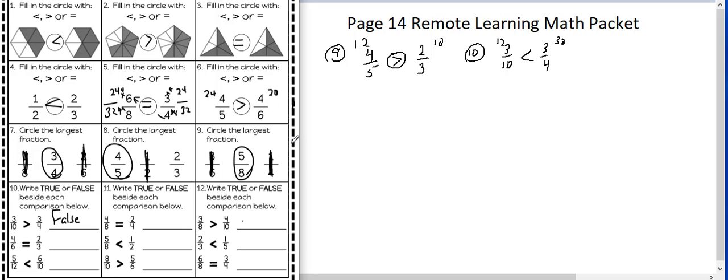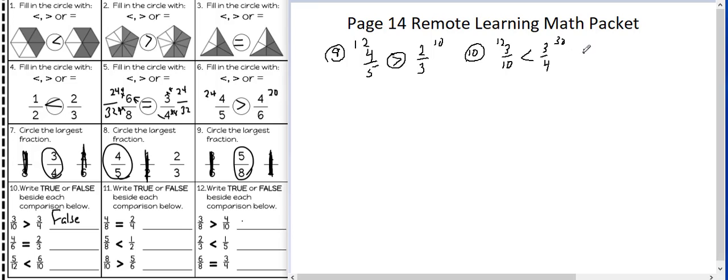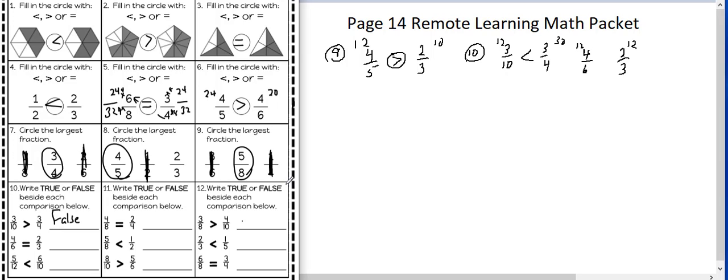All right, here we go. We have 4/6 and 2/3. First off, they're both greater than 1/2. So let's do this one here. 4/6, 2/3. Cross multiply. 3 times 4 is 12. 6 times 2 is 12. So these are equal, so that is true.